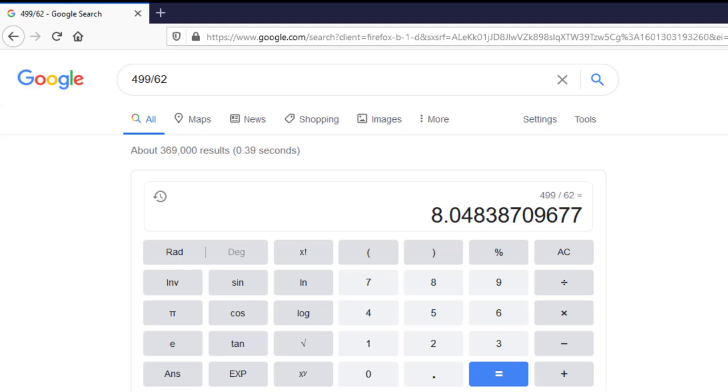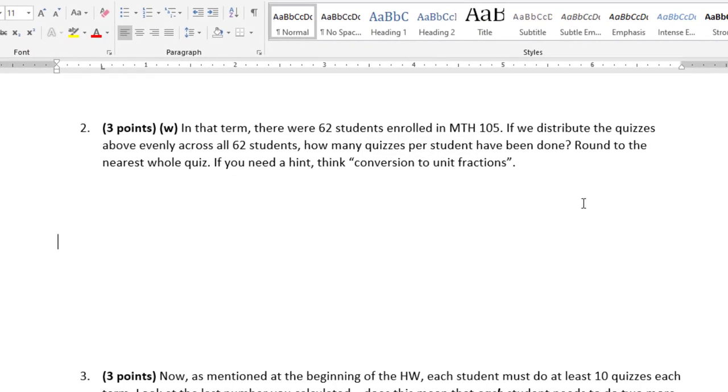Now, what did I just do? There's a word that I did not use here. Have you thought of it yet? It's an average. I just figured out the average number of quizzes per student. That's what you do. You add everything up and divide across how many students you have. So 499 quizzes distributed across 62 students averages to 8 quizzes per student. There you go. That's what it is.